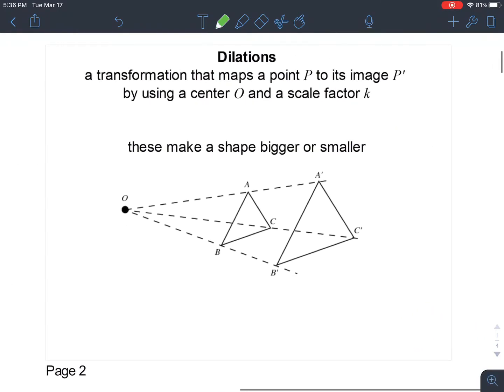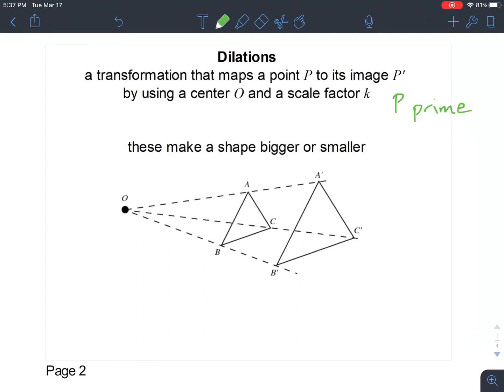So the first thing with a dilation is we need to remember what that is. You should have learned about dilations back in your middle school, and I believe IM1 also covered this. So a dilation is a transformation that maps some point P to the image, and we say this is P prime. And it's going to have some center O and a scale factor of K. The scale factor is going to make the shape bigger or smaller.